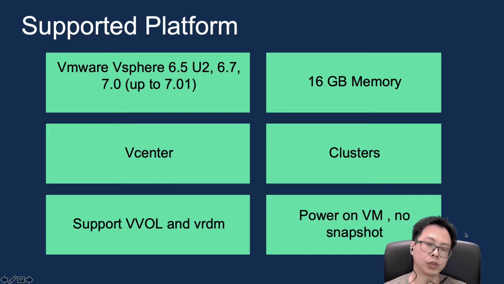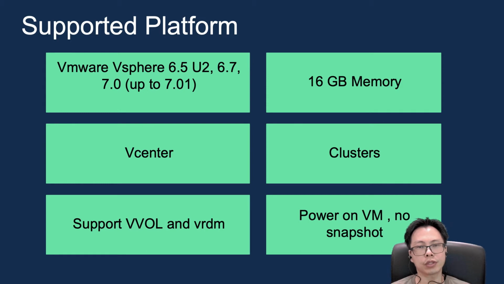Before we look into how to configure Veeam CDP, there are a few things you need to take note of in order to use this feature. First and foremost, the only supported platform right now for Veeam CDP is VMware. You need to make sure that you have ESXi or vSphere 6.5 with Update 2, up to the supported version 7 with Update 1.